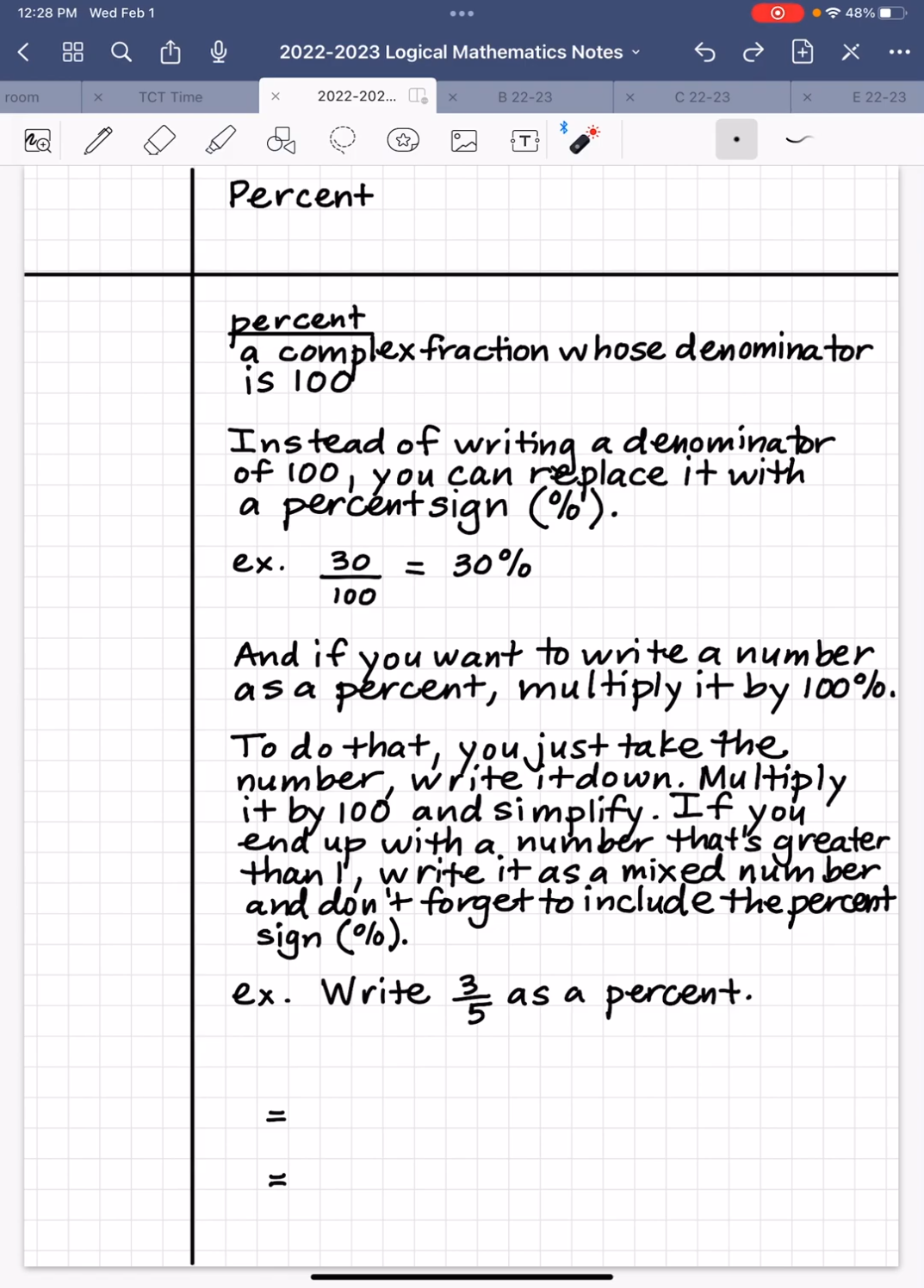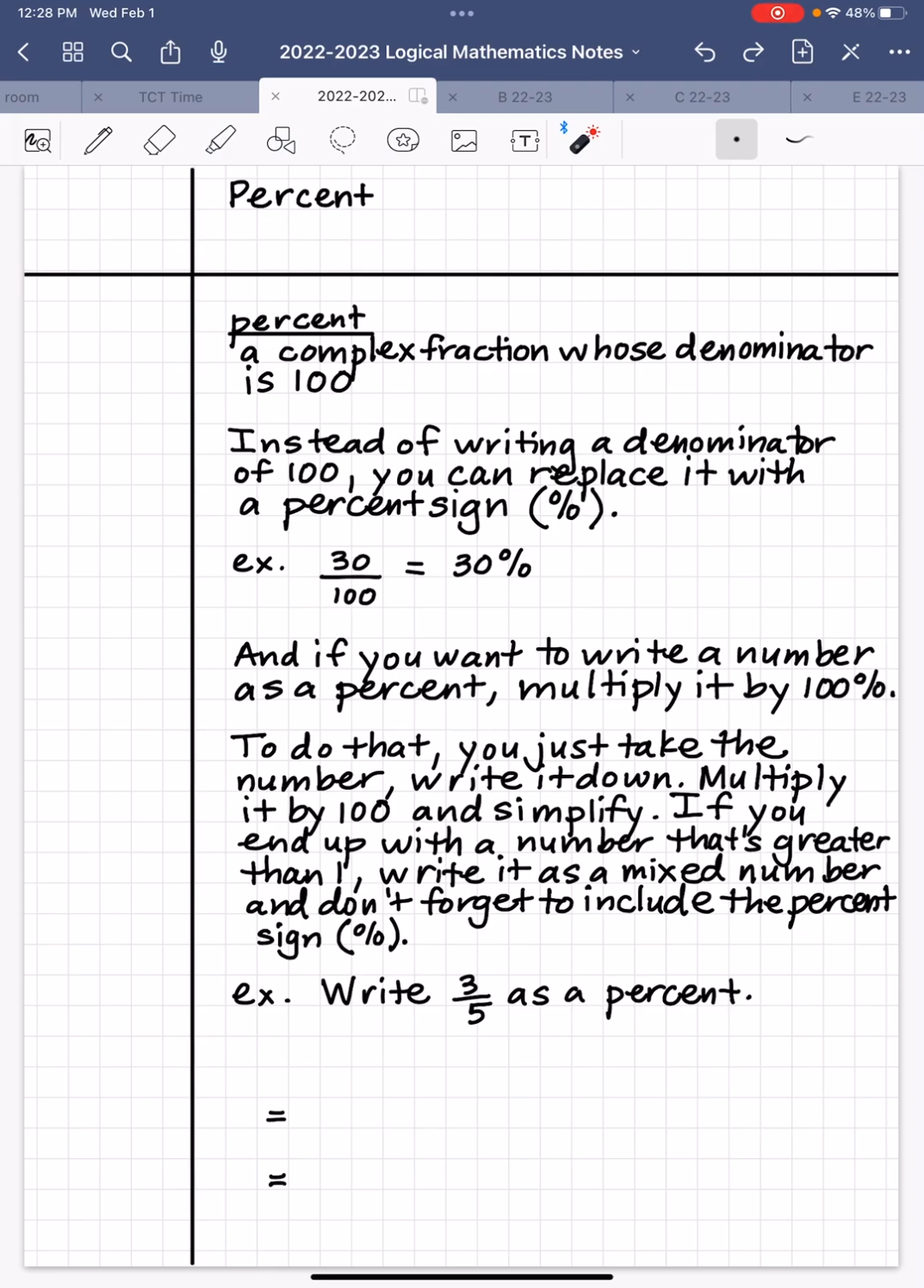So that is a song that's going to help you to remember what a percent is. If you're watching this video, I advise you to rewind the video back to where the song started again. And now that you've heard it once, you might be able to sing the lyrics along with the song. Practice this song because once you know what a percent is, what's a percent? A complex fraction whose denominator is 100.